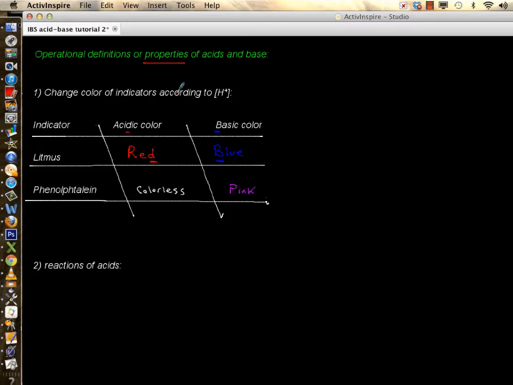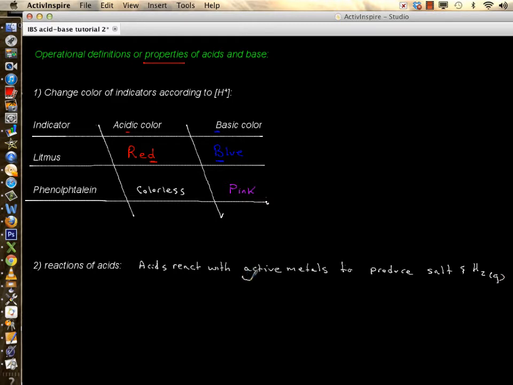The second category of properties, I go after reactions. Acids, for example, react with active metals. So acids react with active metals, and I'm going to tell you what active metals are, to produce salt and hydrogen gas. And hydrogen is diatomic, so I write it as H2 gas.